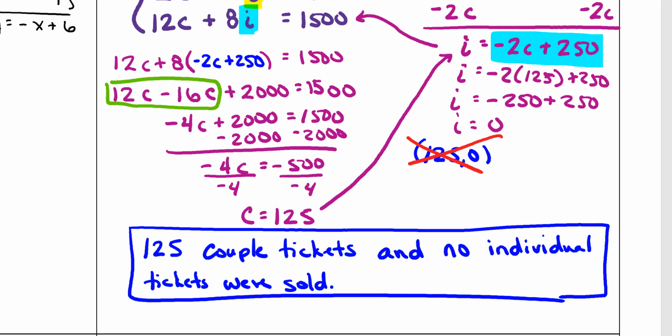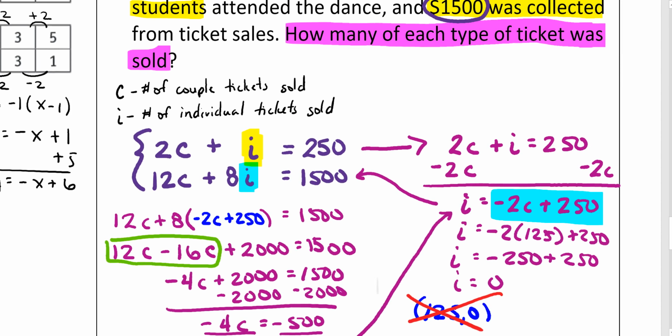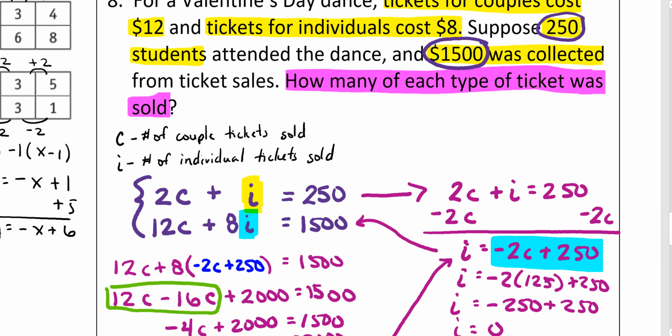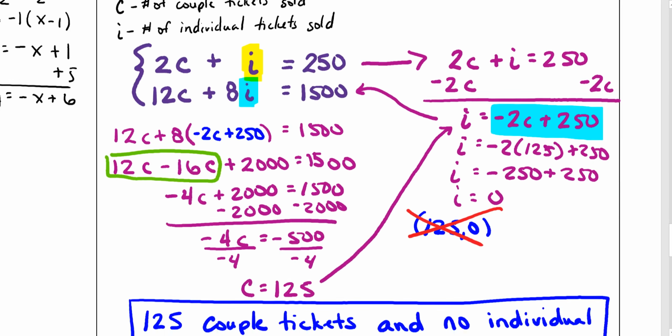There's no way to check for sure your answer is correct, but there is a way to use logic to make sure it's at least reasonable. Okay? You could see if you do 12 times 250 and 8 times 0, if it equals 1500, again, logic, and you can see if that gives you a total of 250 tickets.